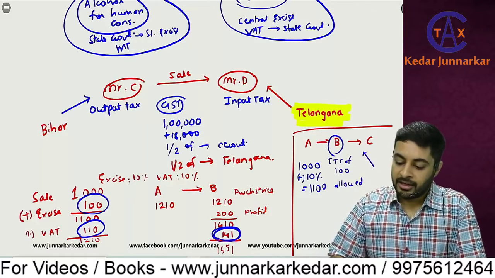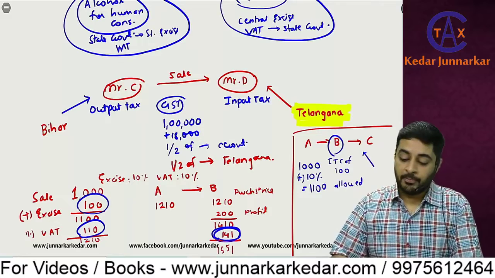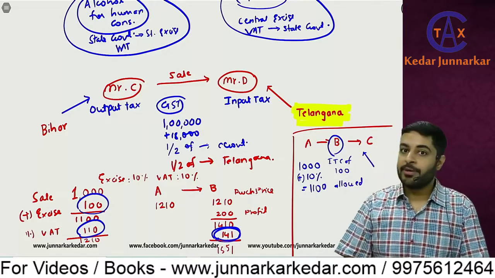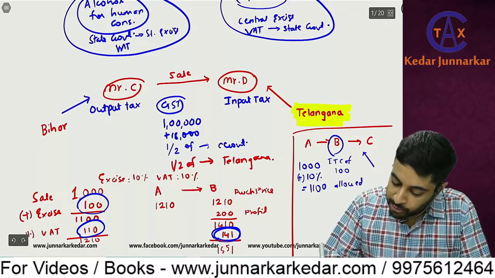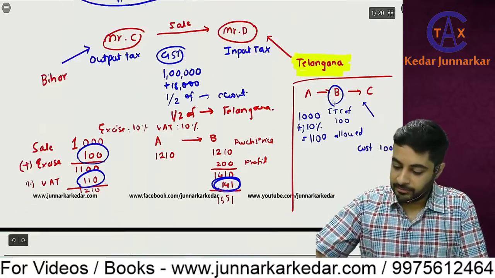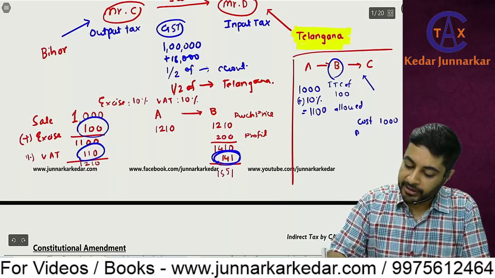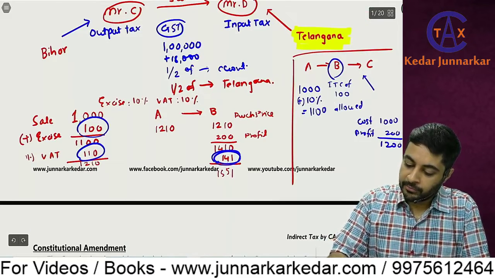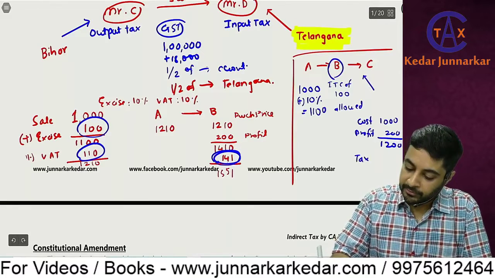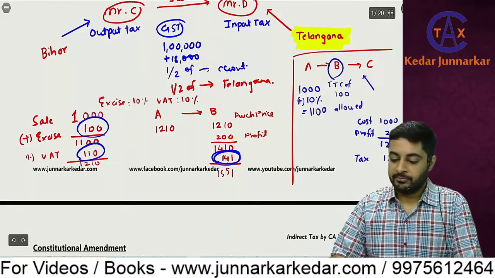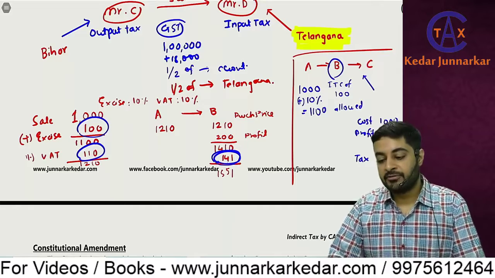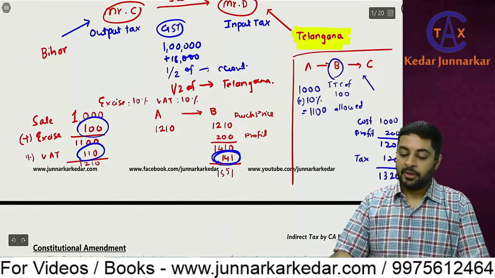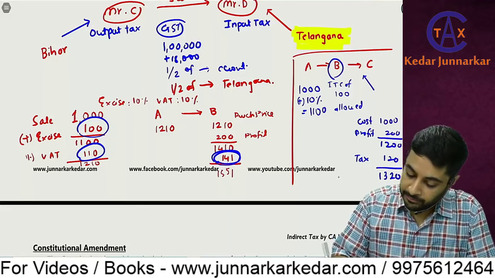So here, what would be the production cost for B to C? When B is selling to C, his cost would be only 1000, it won't be 1100. So cost 1000, then profit let's say 200, then 1200, then tax 120. So he will charge tax 120. So from C how much will he get? 1320. He will get 1320 from C.